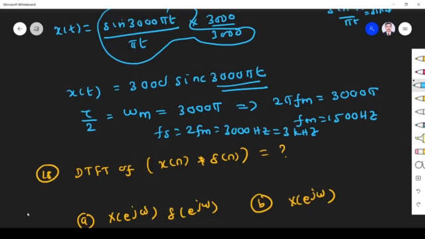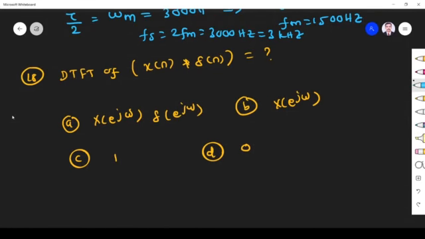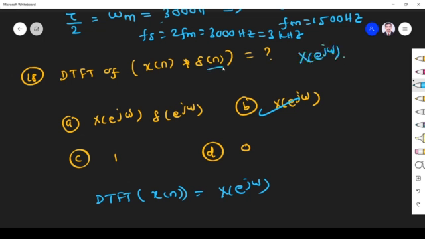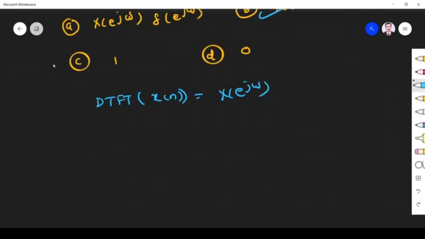Fine. Okay. Next one, what is DFT of x of n star del of n? We know x of n star del of n is nothing but x of n only. So the transform is X of e power j omega, option B. Otherwise, you see convolution in time domain, multiplication in frequency domain. So what is the Fourier transform of x of n? X of e power j omega. Fourier transform of del of n is 1. So the answer is again B. Both the methods are correct.